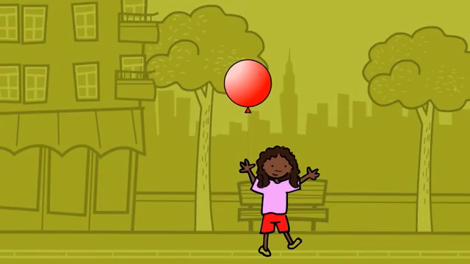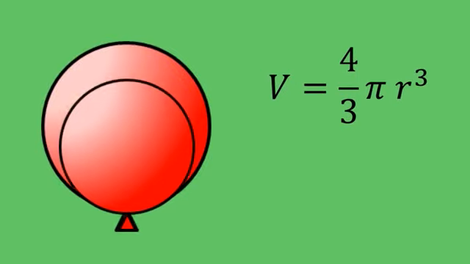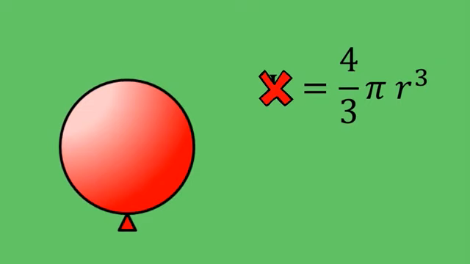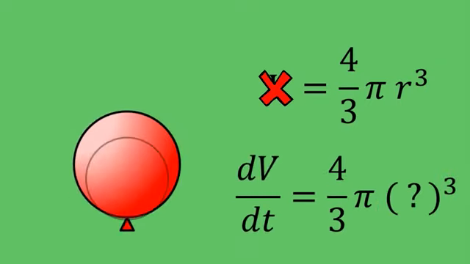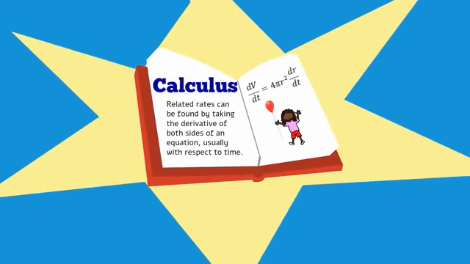Now, when I start to let air out, things start to change. The volume all of a sudden starts decreasing, and so does the radius. But how are these changing quantities related to one another now? What is the formula for this change? Again, the answer lies in calculus.